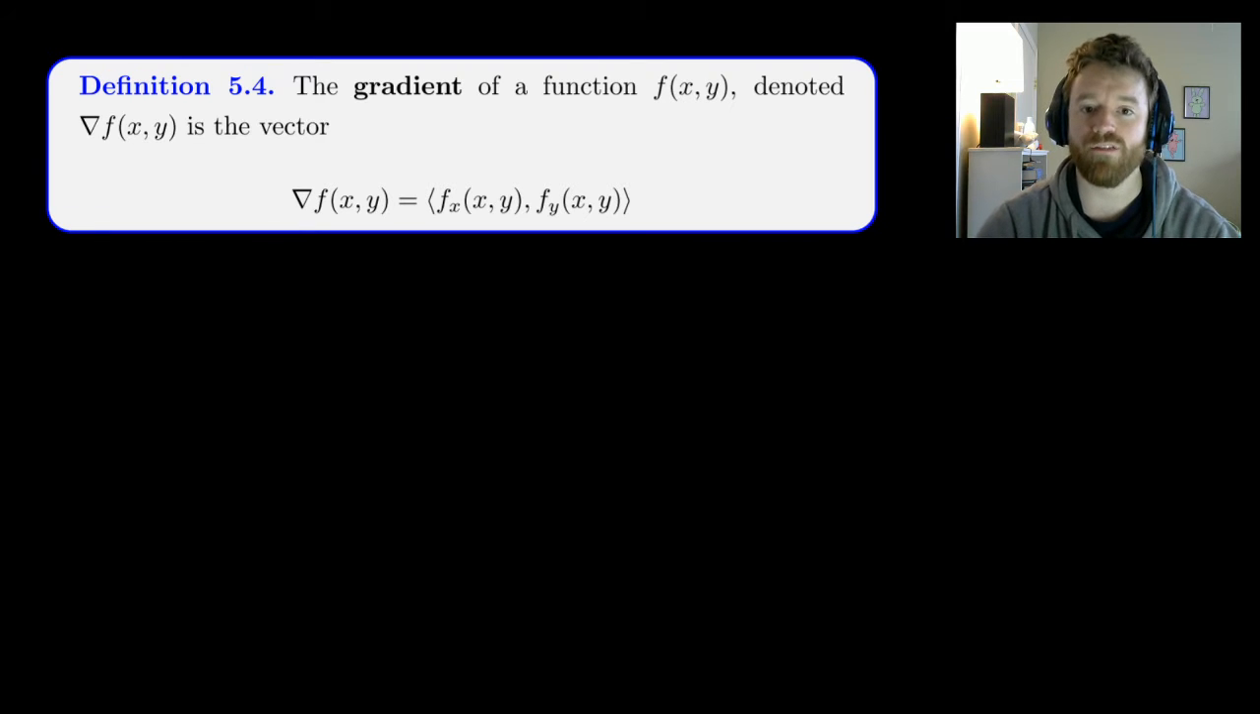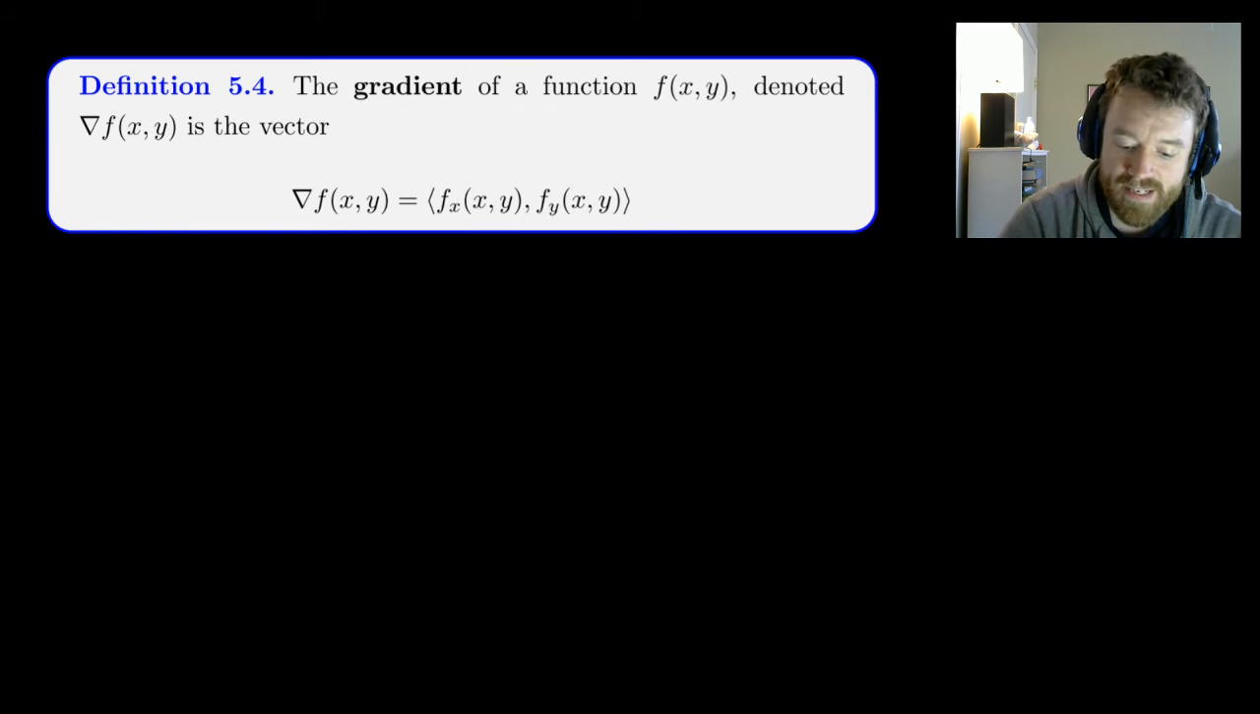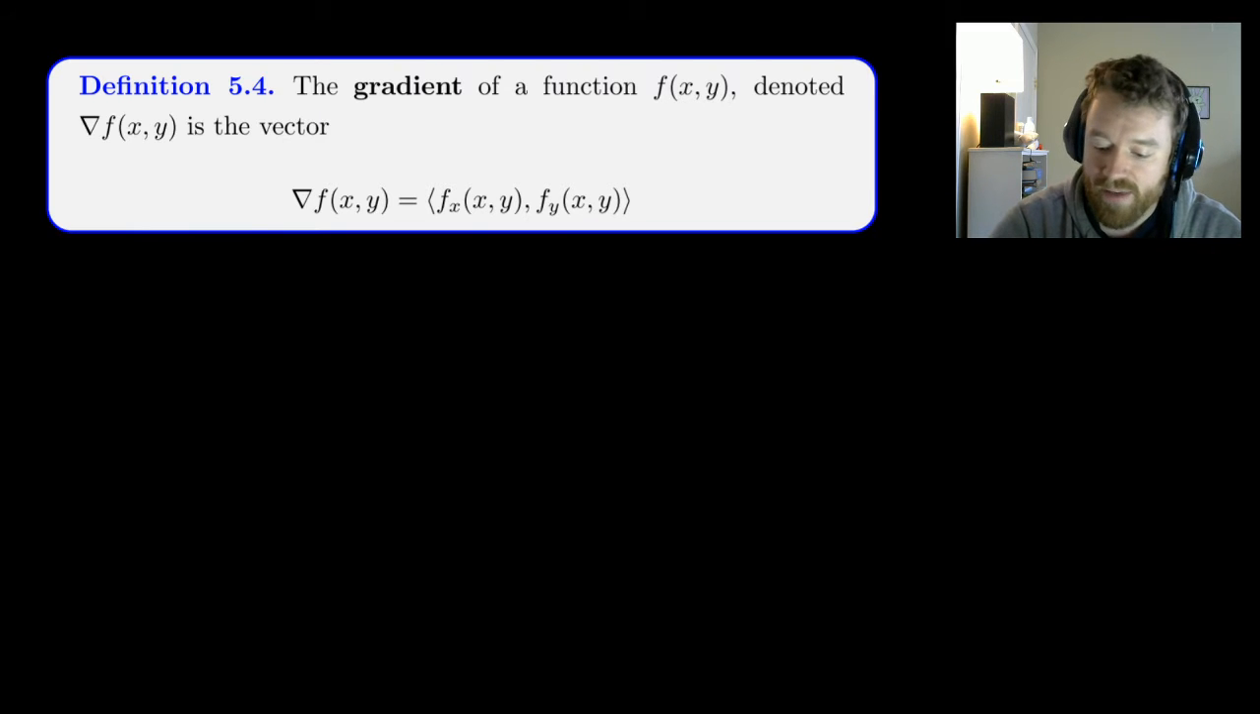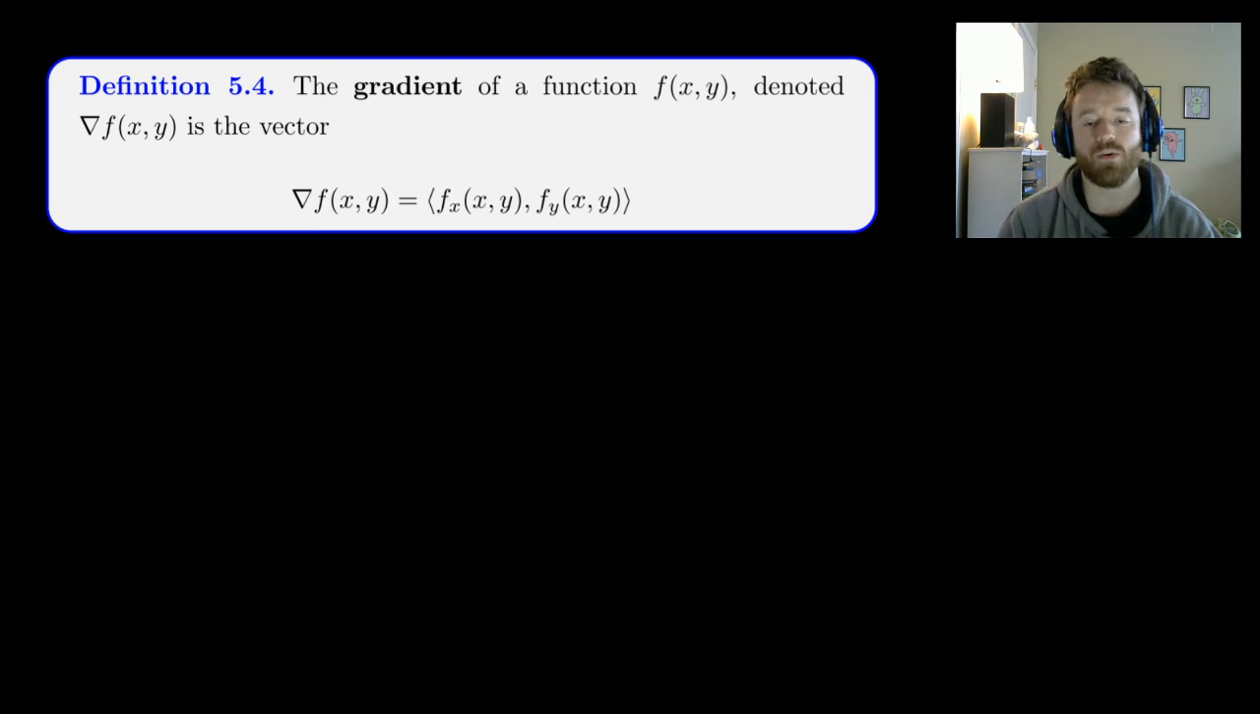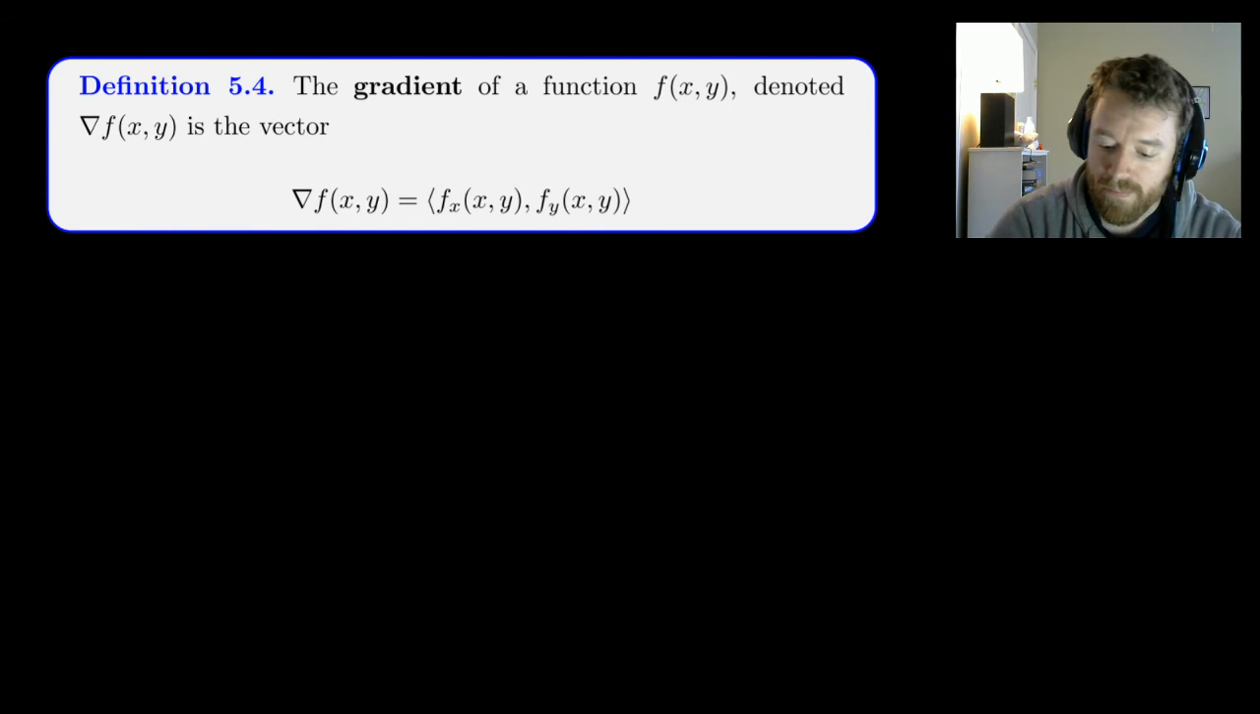The next thing that we want to define is the gradient of a function f. So we'll denote this grad f of x, y. That's the nabla symbol, but we'll read this as gradient f of x, y. And the gradient of f of x, y is just this vector. It's the vector whose x coordinate is the partial with respect to x of f, and the y coordinate is the partial with respect to y of f.